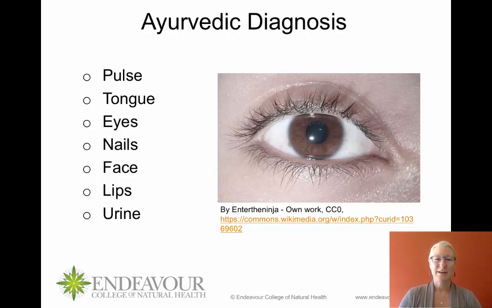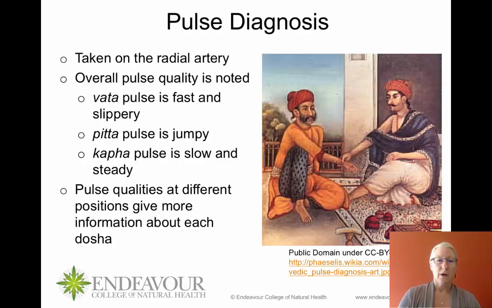So in Ayurvedic diagnosis, the pulse is used as well as the tongue, the state of the eyes, the nails, the face, the lips, and the urine, and that can be the smell and or taste of urine. Which is obviously not something that we utilize in Western medicine. And we see a lot of these diagnostic methods used across other whole medical systems as well. So Chinese medicine is a good comparator here. We'll talk a bit about some of these in more detail.